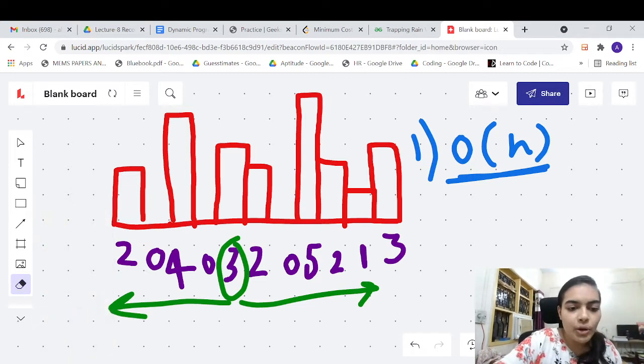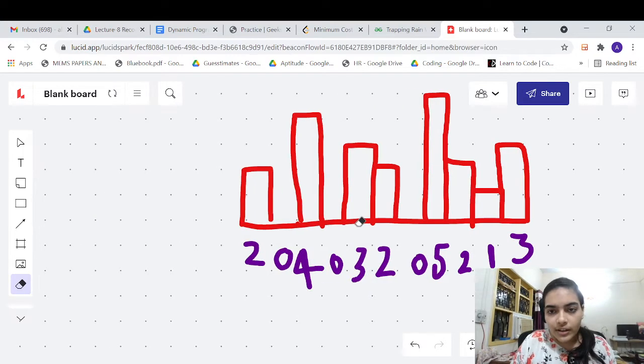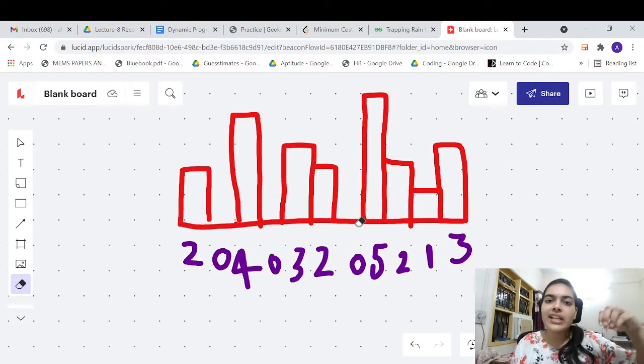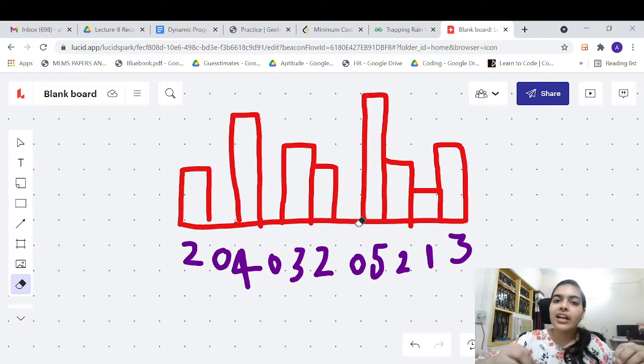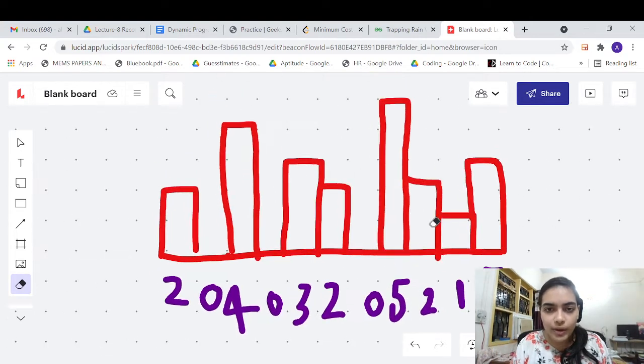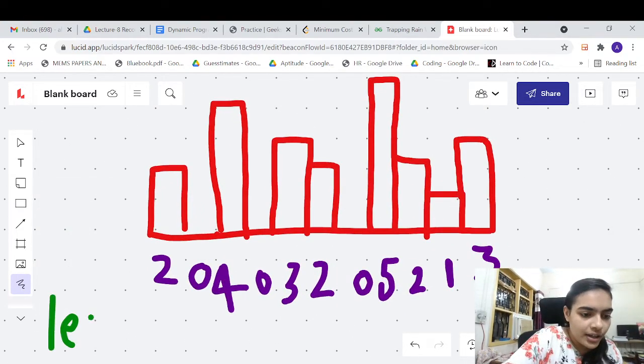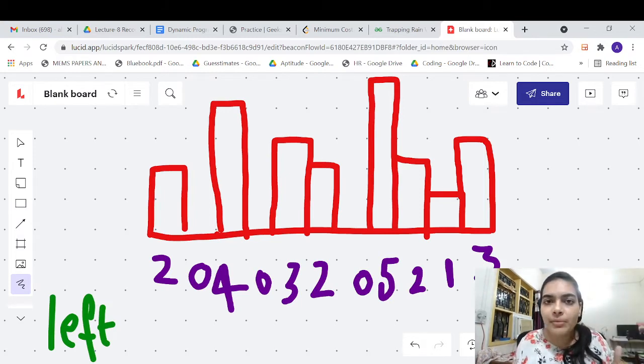How do we bring the time complexity to O of n? Instead of traversing the array each time going to the left, and traversing the array each time going to the right to find the maximum, why don't we store the left and right maximum? What do I mean by that? Let's build a left array which will store the maximum left value at each step.